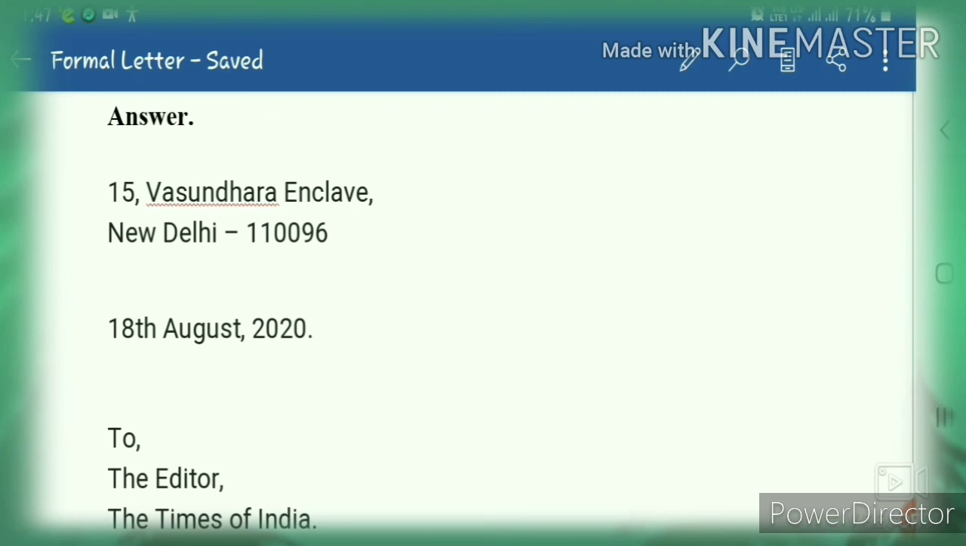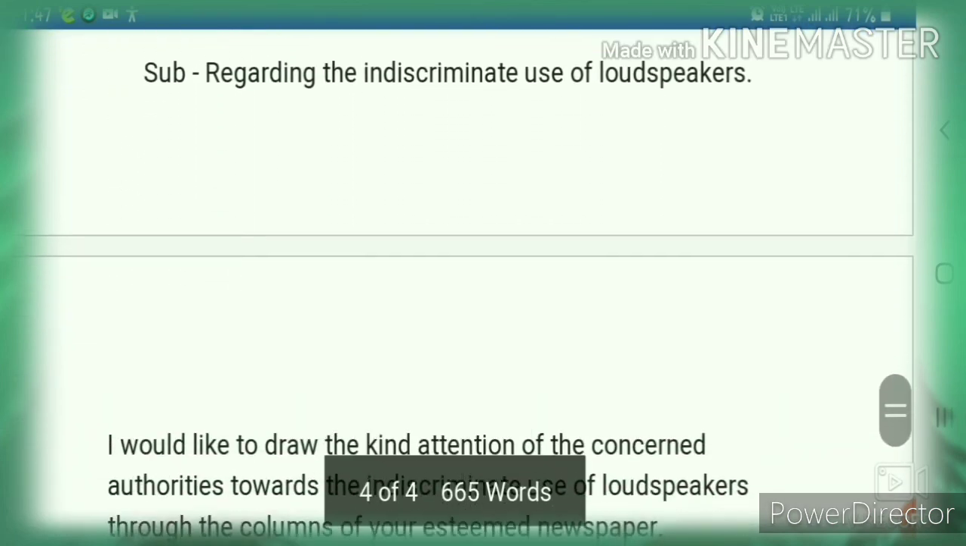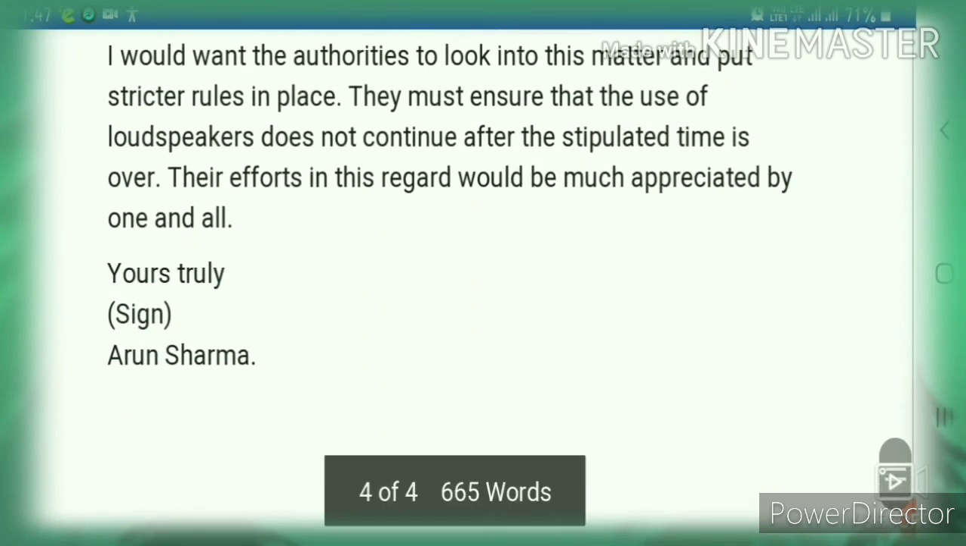Everything in your letter should be on the left hand side of your page. All right. Just have a look at this letter. I'll be sending you the PDF of this formal letter, which you have to write down in your classwork.